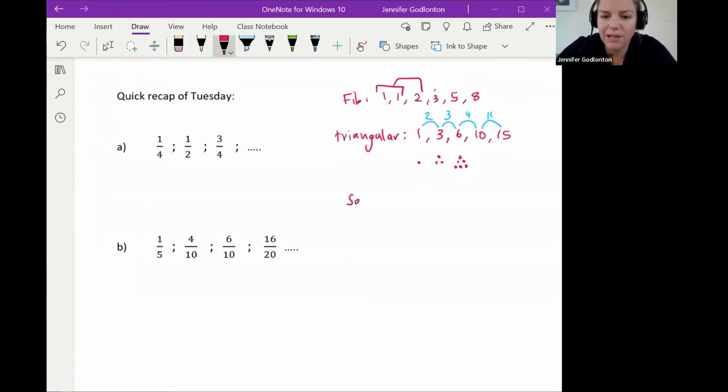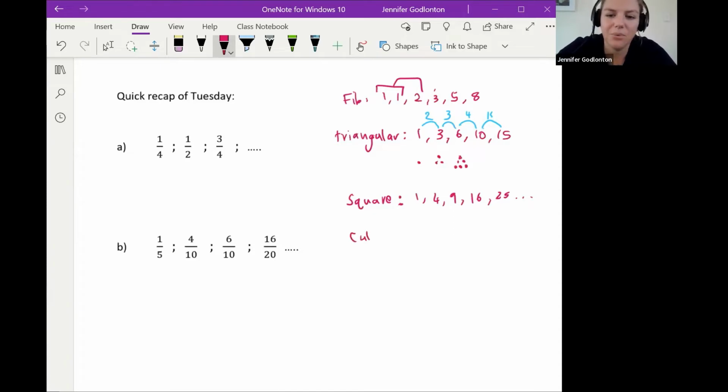And then let's just quickly go over the ones which will come up the most often in tests. Your square numbers. What are my first few square numbers? 1, 4, 9, 16, 25. Nice job, guys. Remember, it's just the number squared. So that would be 1 squared, 2 squared, 3 squared, 4 squared, 5 squared.